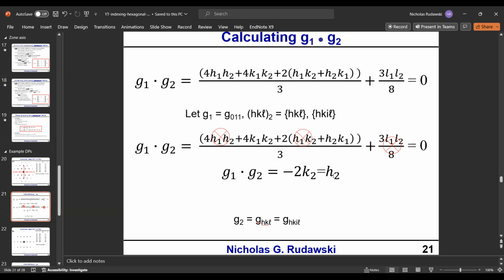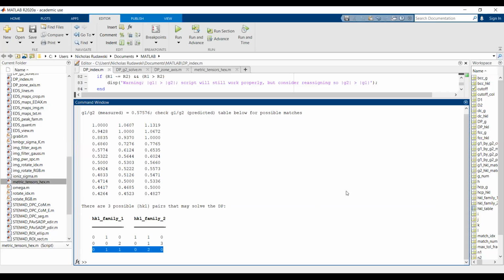So if I put 2 here as the K, as the K2, then what it's telling me is my H2 has to be 4 bar. Well, that's not going to work, because then I'm not in this family.